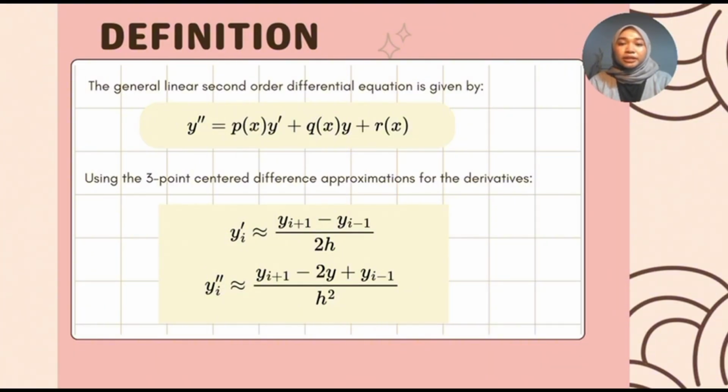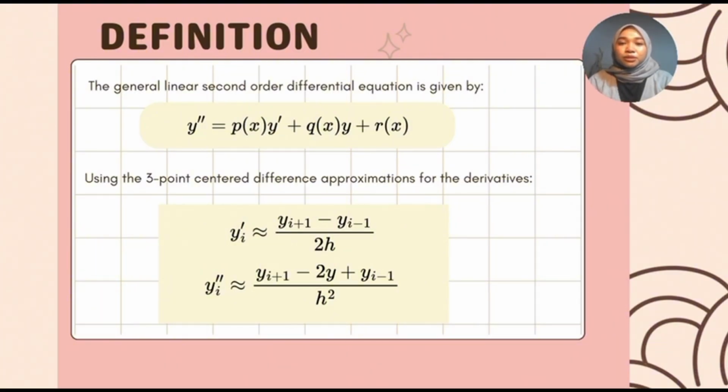Similarly, to handle the second derivative y double prime, we use the 3-point centered difference formula for second derivatives. The approximation at our interior node yi is expressed as y(i-1) minus 2yi plus y(i+1), all divided by our step size squared, or h squared. This formula links our central node directly to both its immediate left and right neighbors.